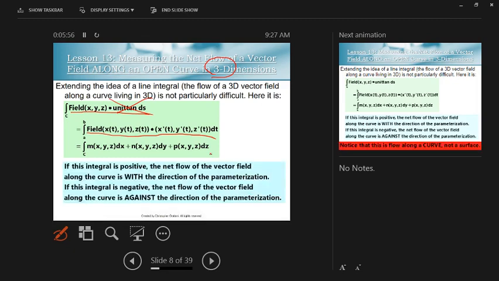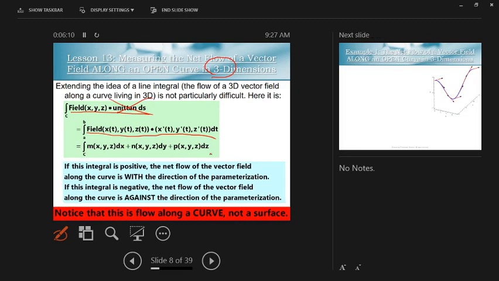If that integral ends up positive, you know the net flow of the vector field along the curve is with the direction of parameterization, with the tangent vectors. If that path integral ends up negative, the net flow of the vector field along the curve is against the direction of parameterization, against the tangent vectors. This is for a curve in three-dimensional space, not a surface or anything. You guys good with it so far?